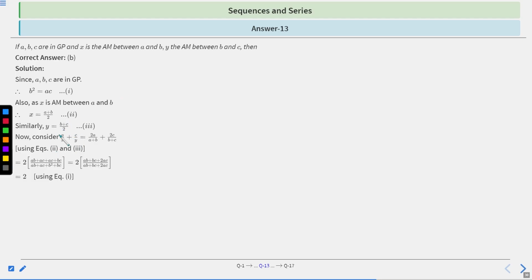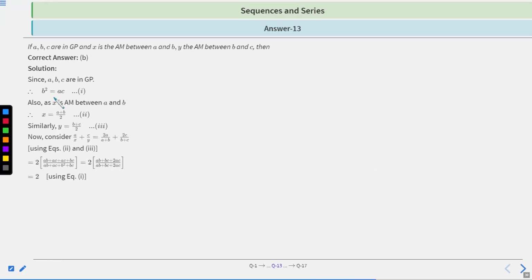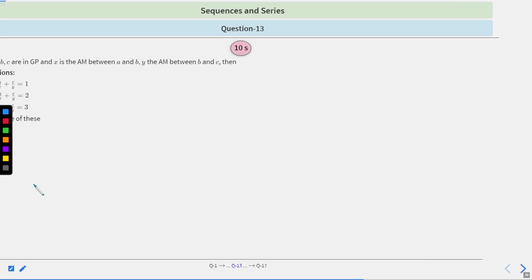Now we have to calculate a by x plus c by y, right? So consider a by x plus c by y. Put the values of x and y. So it is 2a upon (a plus b) plus 2c upon (b plus c). Now by taking LCM and solving this, we get 2 into (ab plus bc plus 2ac) upon (ab plus bc plus 2ac). So the right answer is 2, and option B is the right choice.